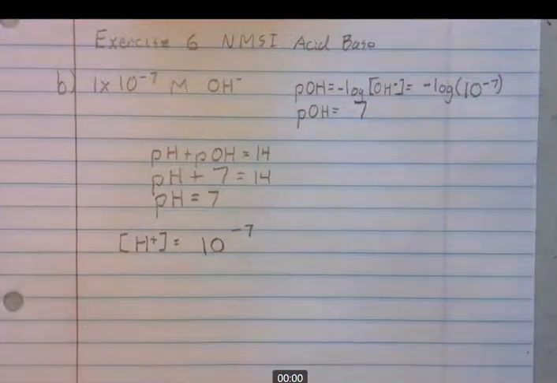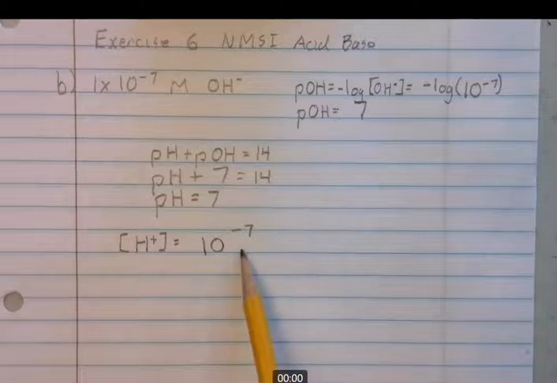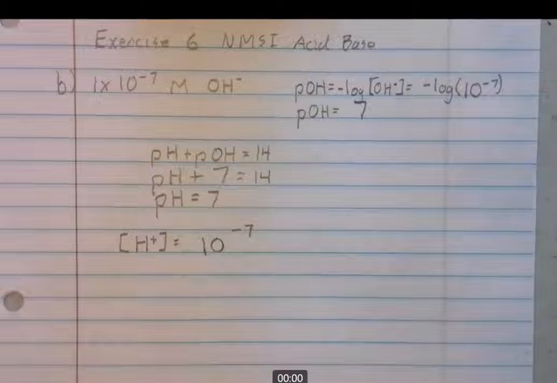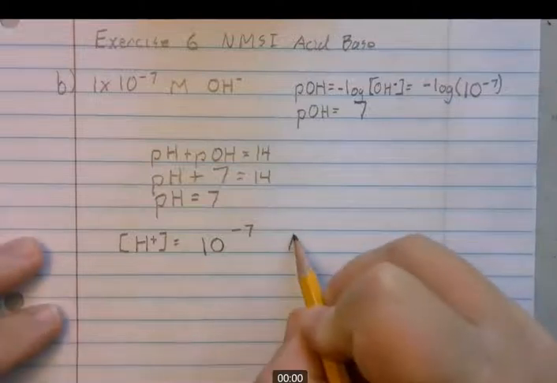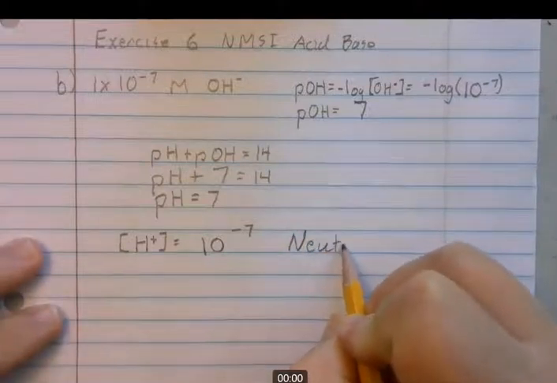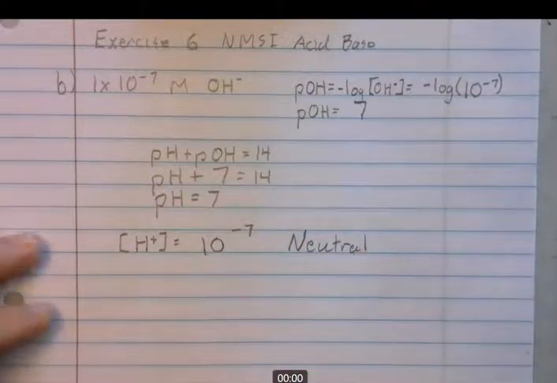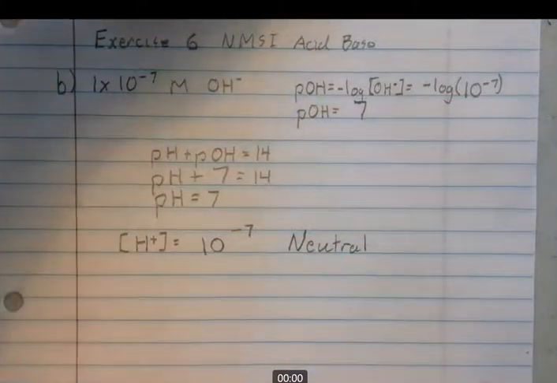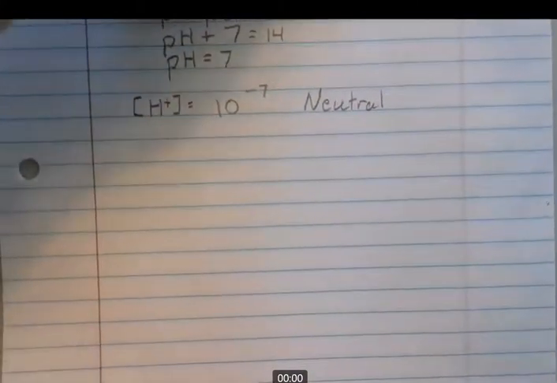And we don't need to do anything more with that. So our OH concentration was 10 to the negative 7. Our H plus concentration is 10 to the negative 7. That's a neutral substance, and that's called water. So this is neutral. All right. Let's move on to C.